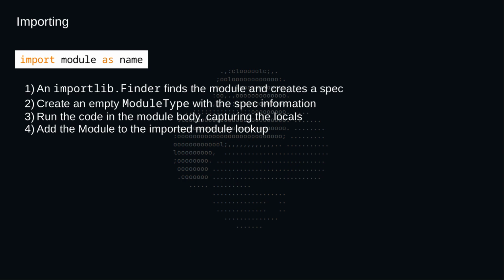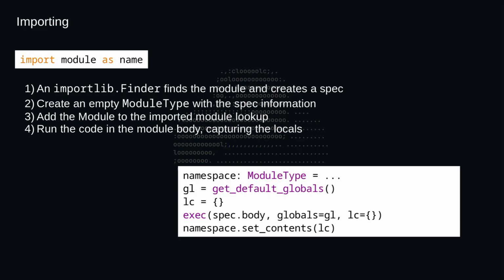Except it actually does those last two steps the other way around. Presumably to detect cyclical imports and other things like that. The equivalent code for the running is that. And finally, it binds your originally requested name to the module. However, this leads to shenanigans.